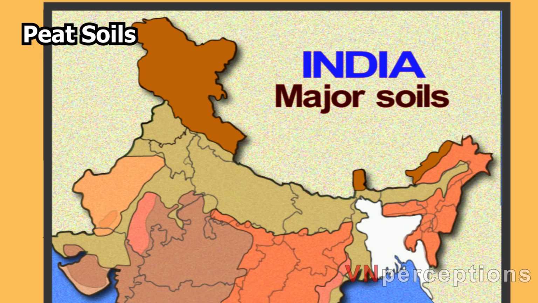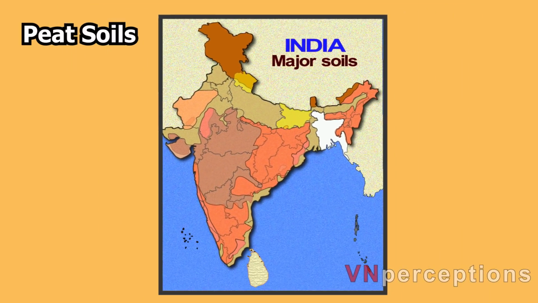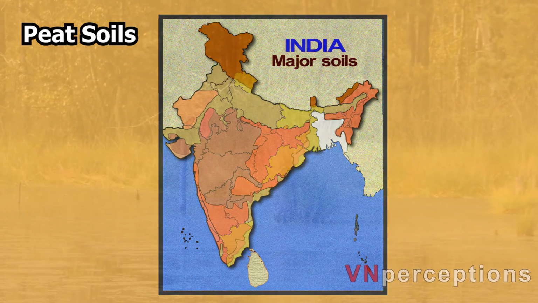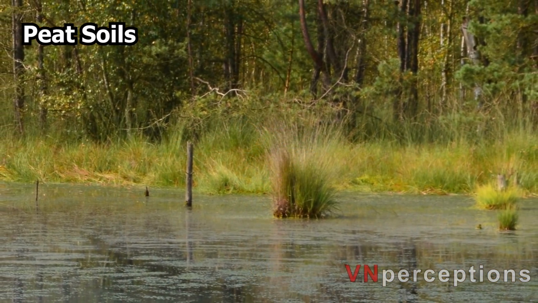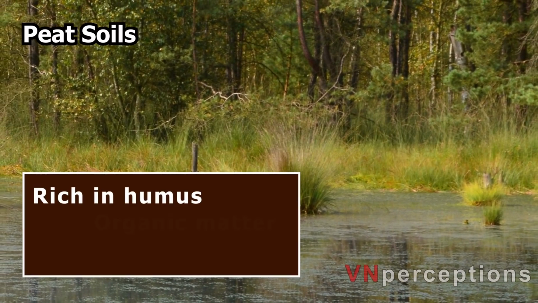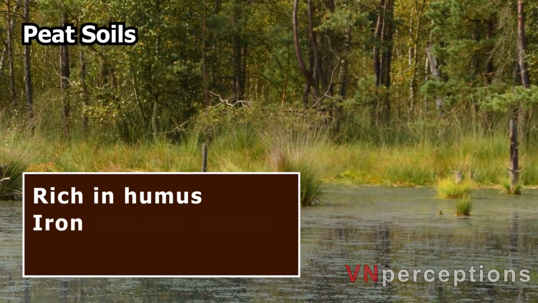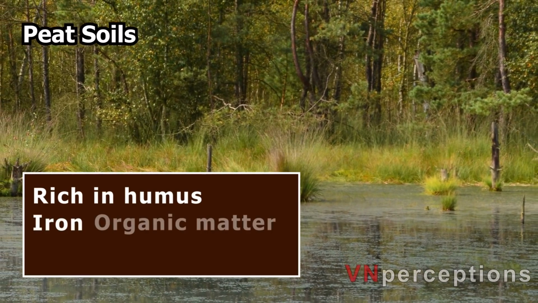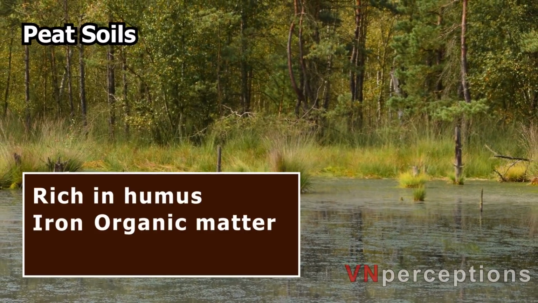It occurs widely in the northern part of Bihar, the southern part of Uttaranchal, and the coastal areas of West Bengal, Odisha, and Tamil Nadu. These soils are normally heavy and black in color. These soils are characterized by a rich humus and organic content. There is a presence of iron and varying amount of organic matter. The organic matter in these soils may even go up to 40%.